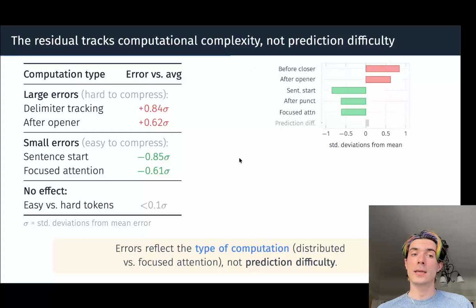And interestingly, easy versus hard tokens shows almost no effect. It's not about what is easy or hard for the main model per se in terms of the probability that it would assign to a particular token. What really makes a difference is the specific architectural quirks of the main model that really rely on the main model's larger size in order to perform that computation. I found that interesting.